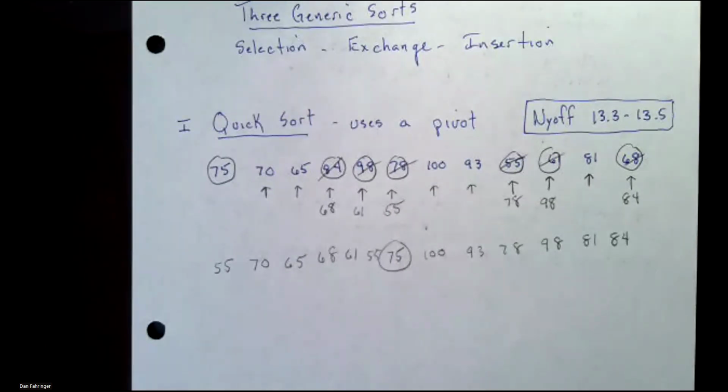I selected a number, 75, and I moved it to its correct spot. Before we were selecting a number and either moving it to the front or moving it to the end. This time I'm putting it in the middle. Now what? Repeat with the left, repeat with the right, repeat with the left, repeat with the right.